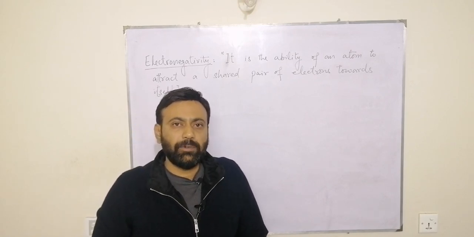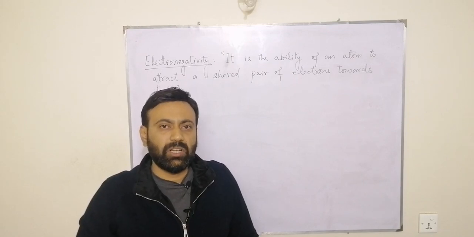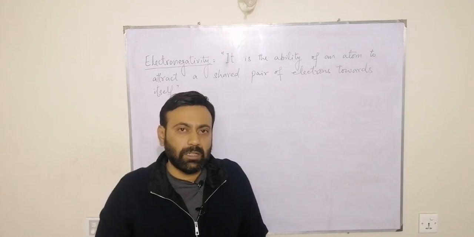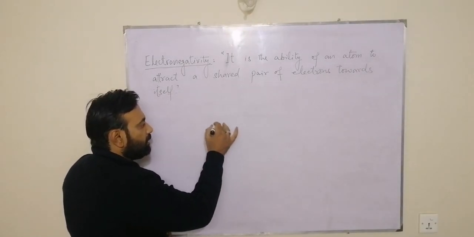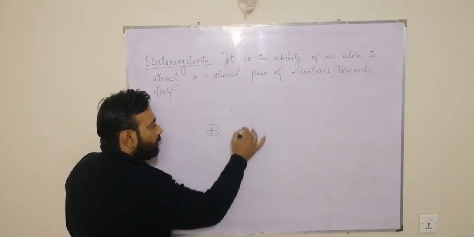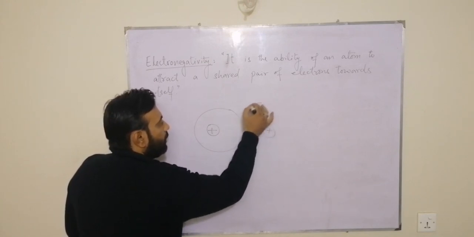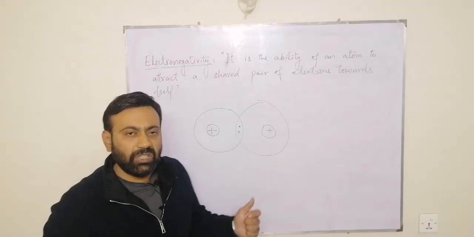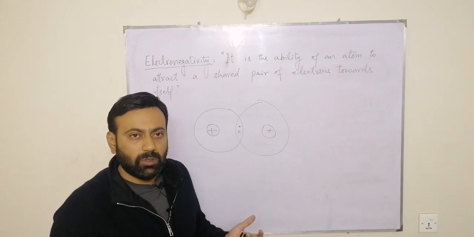So electronegativity is the ability of an atom to attract a shared pair of electrons towards itself. And yes, when we are talking about a shared pair of electrons, we are talking about a covalent bond. Suppose we have two atoms and they have a covalent bond between them. This covalent bond is the shared pair of electrons. This pair of electrons is being shared by both the atoms.